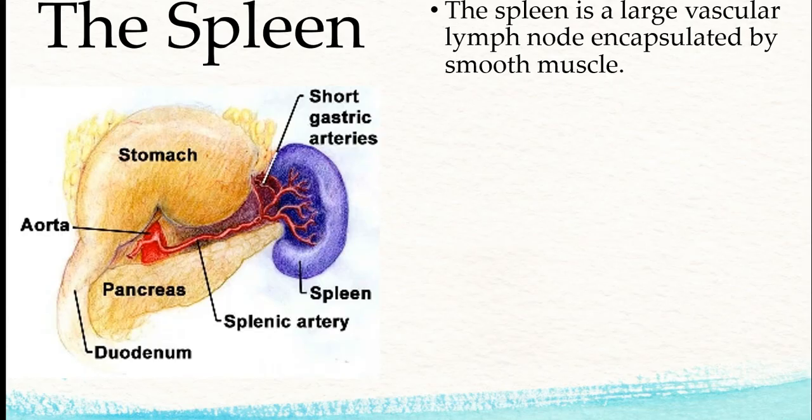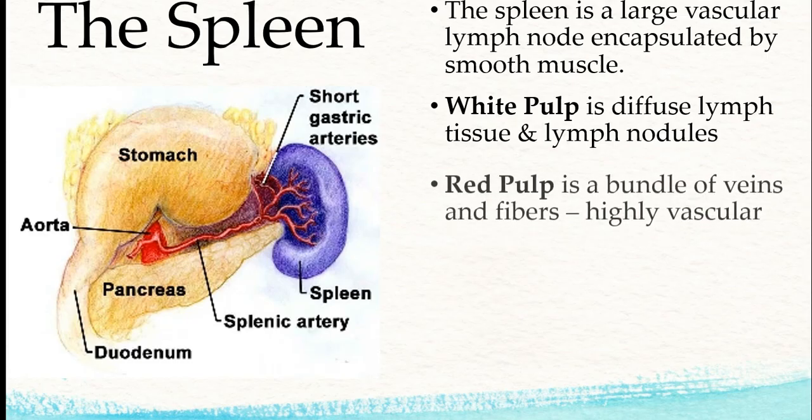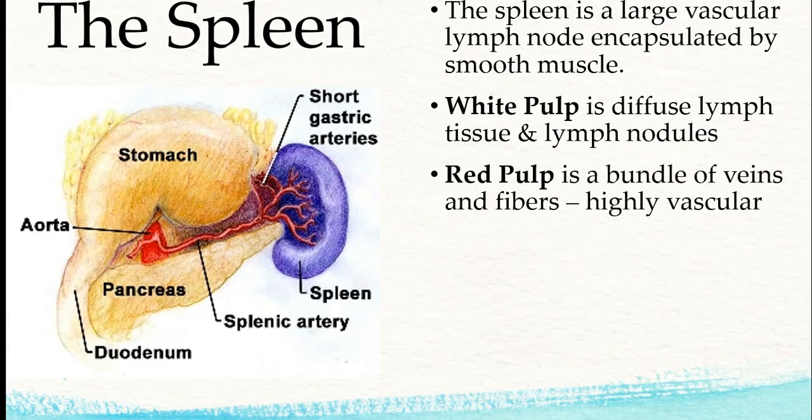What does vascular mean? Do you remember? It has a large amount of blood coming to it. It's a lot of blood coming to it. Vascular, that means huge blood supply. It's got white pulp and diffuse lymph tissue and lymph nodules inside of it. It also has red pulp. That's where all those veins and fibers are. It's highly vascular coming in there. It's very filled with blood.